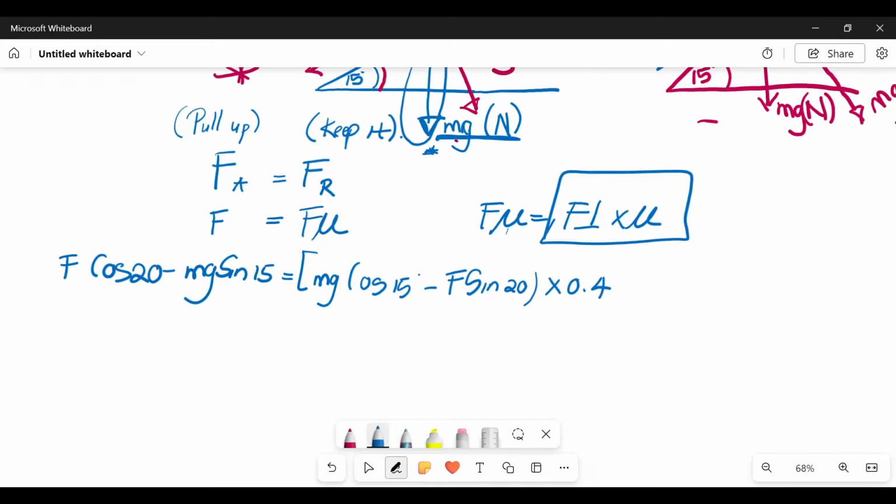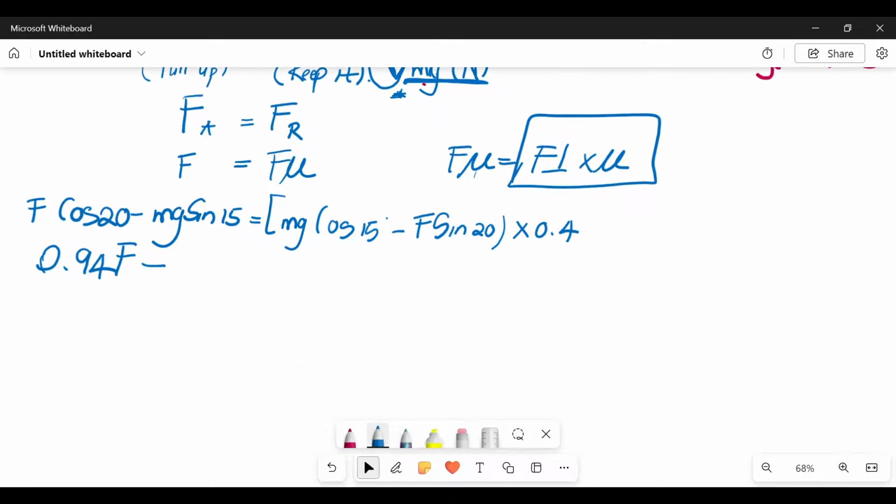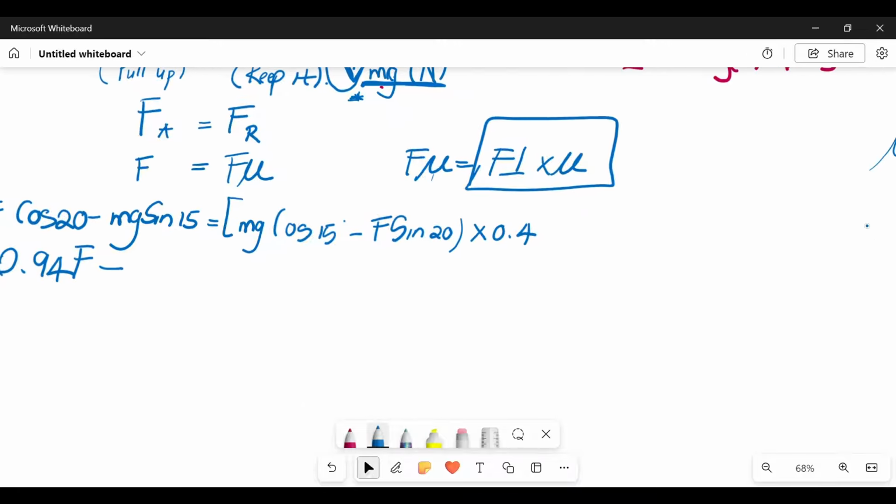The next, we are essentially trying to get to a point where we will be able to have F as our subject of a formula, okay? So cos of 20, it's 0.9396. So we can say 0.94F minus sine 15. Wait. Okay. I see what happened here.